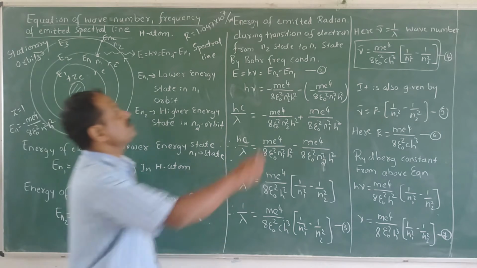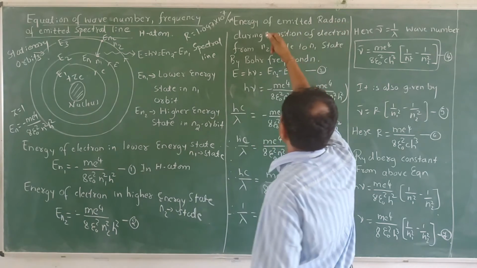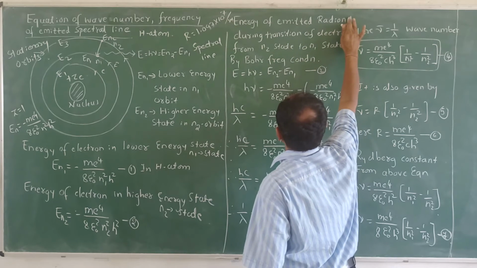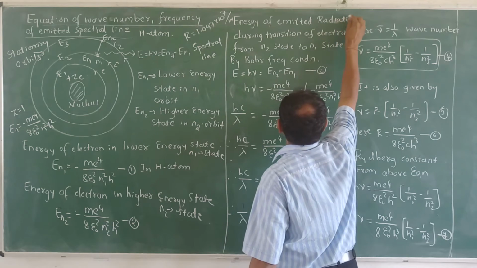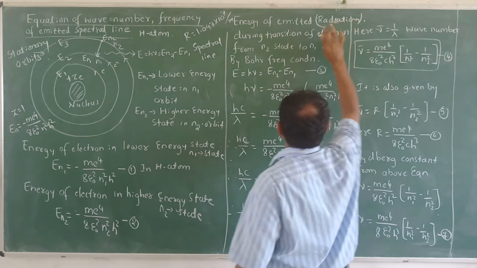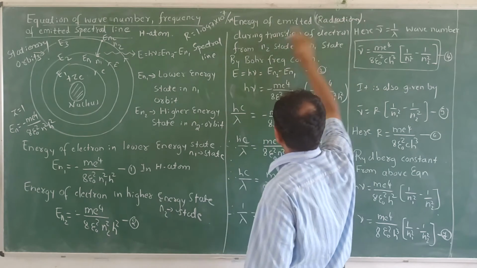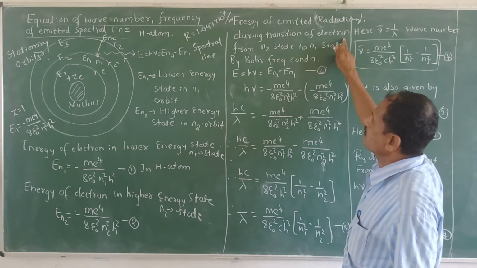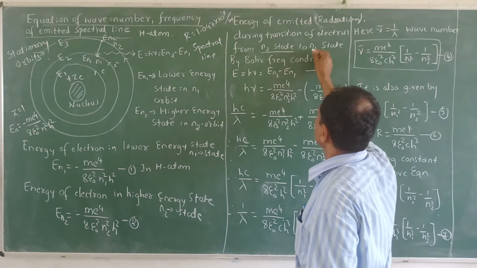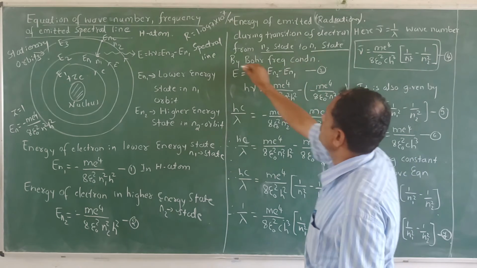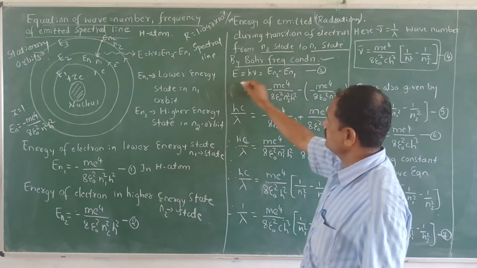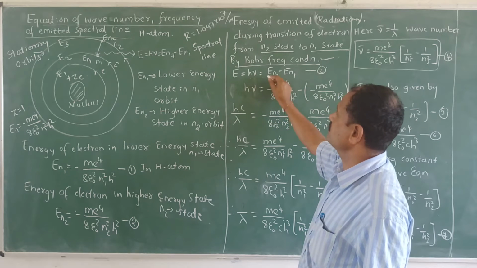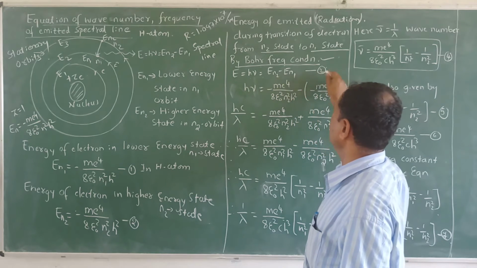Now, the energy emitted, or said to be radiation, the energy of the emitted radiation during transition of the electron from the higher energy state to the lower energy state. This is by Bohr frequency condition: E is equal to h nu is equal to E n2 minus E n1.